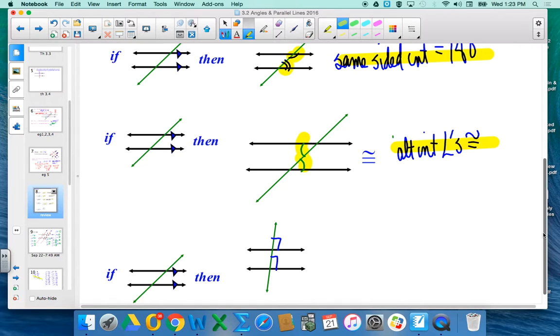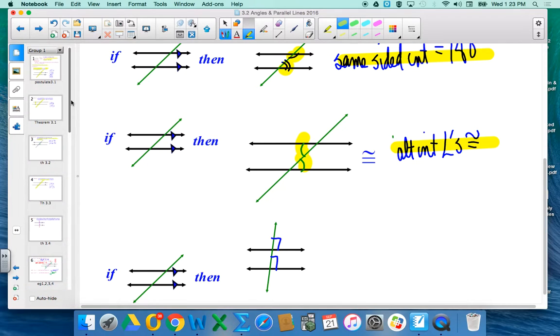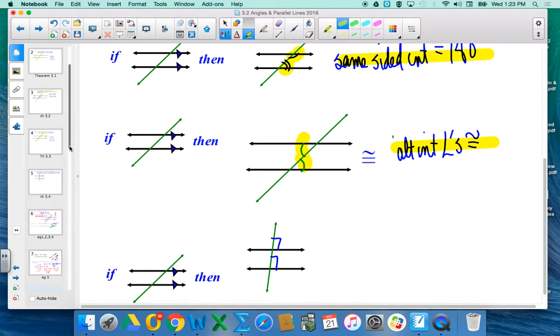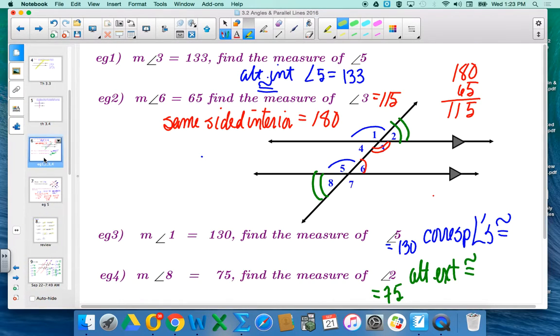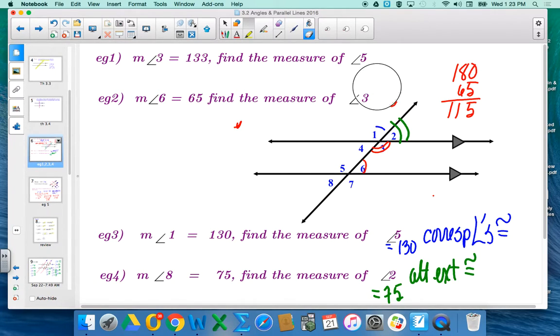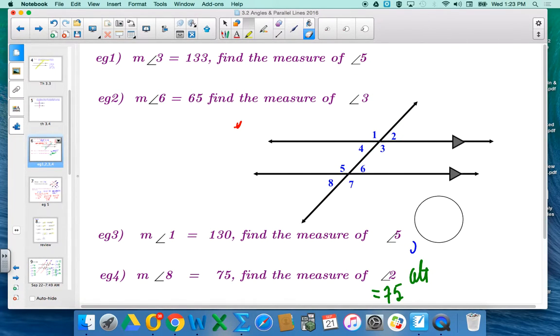Everybody good? Wait till everybody gets this on their paper. And when we write the answers, I want you to write what type of angles they are. Are they corresponding? Are they alternate interior? Are they alternate exterior? Are they same-sided interior?